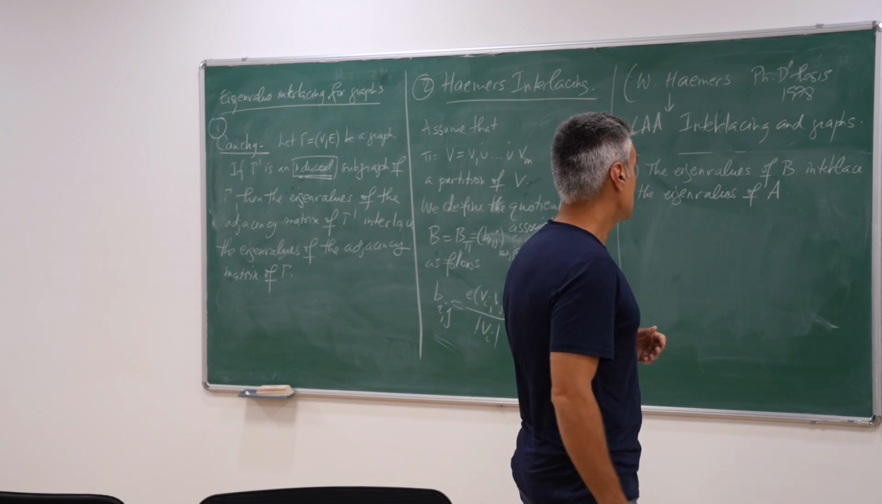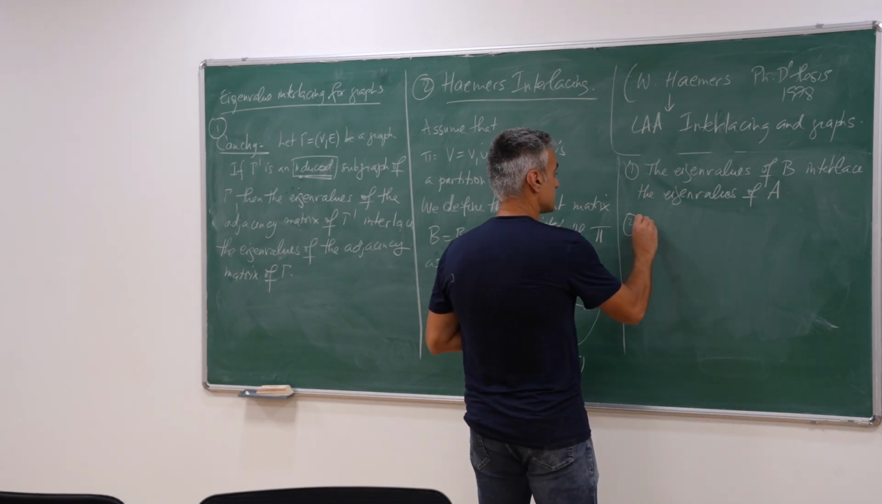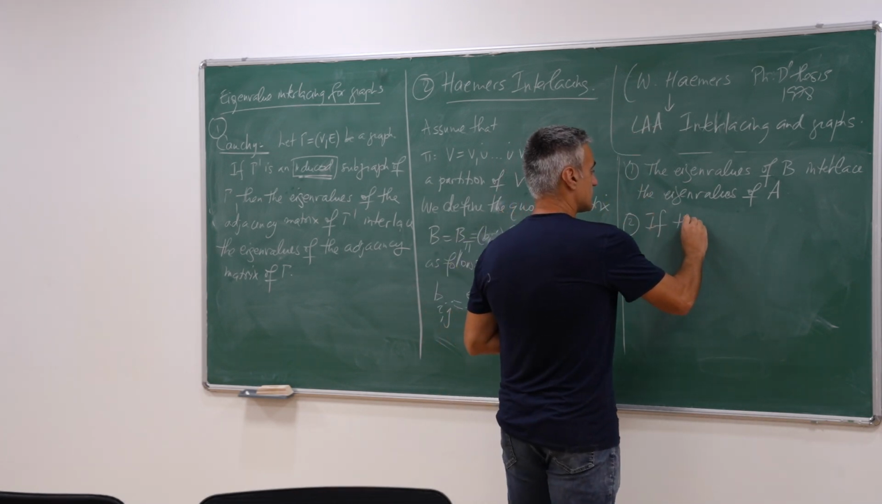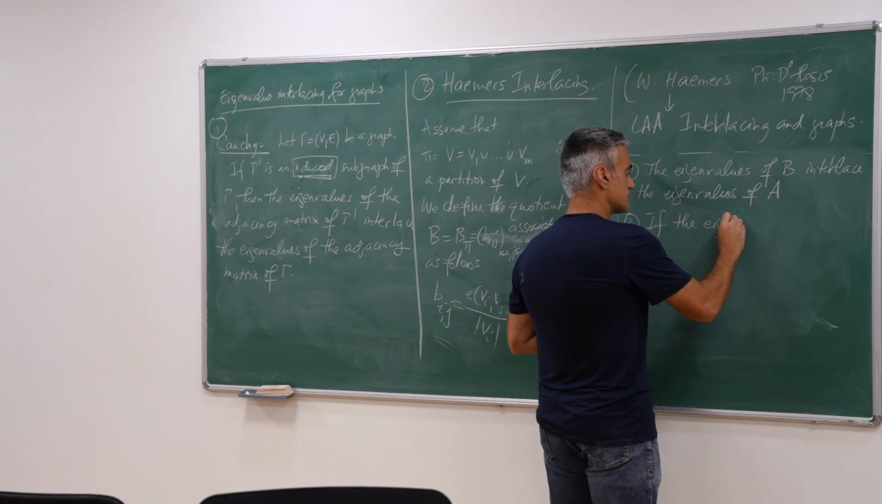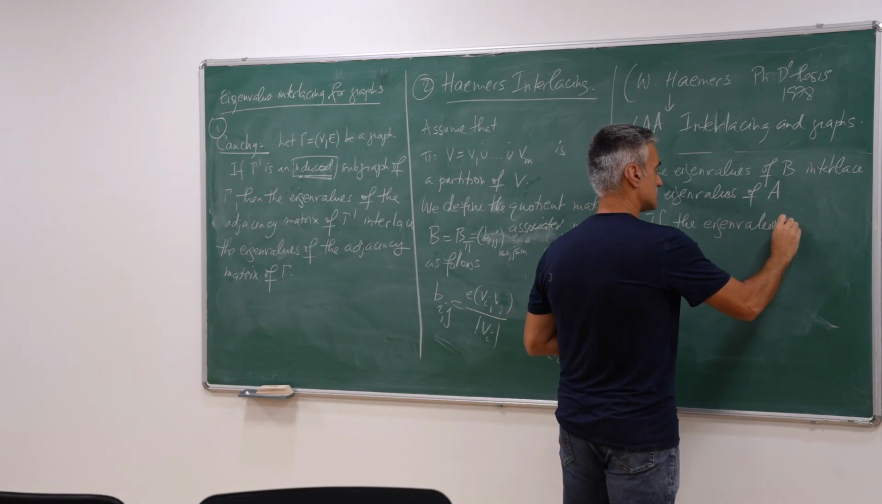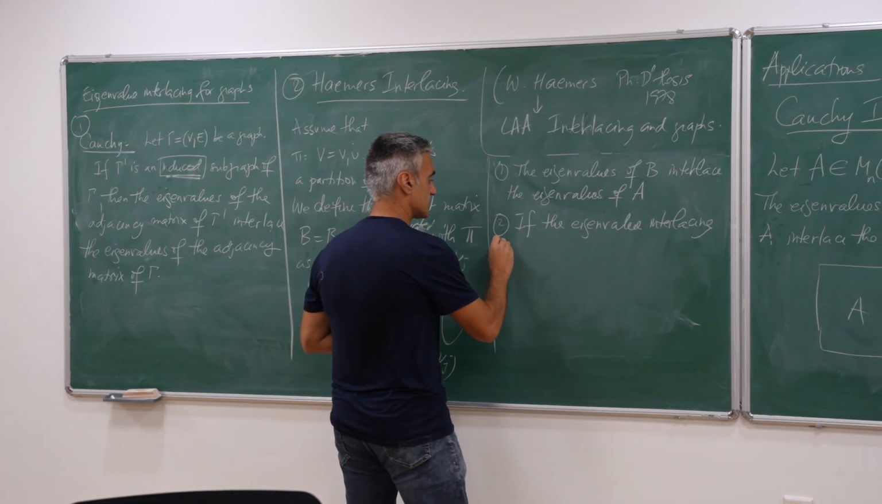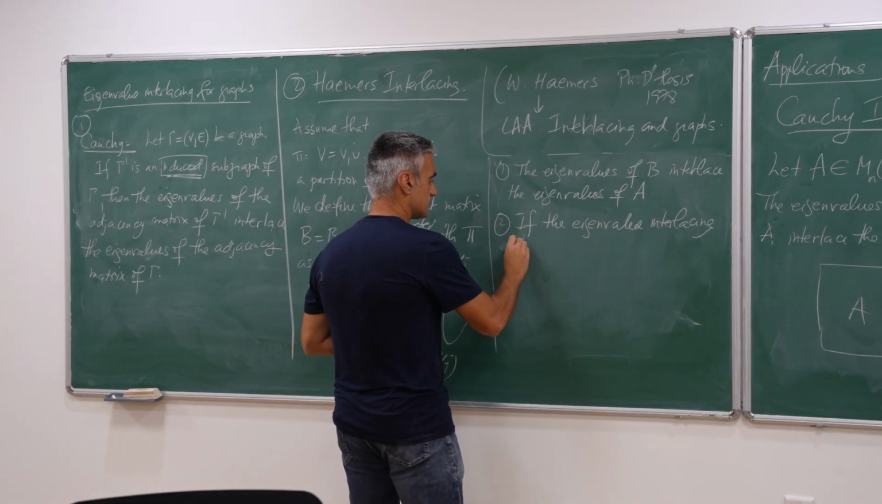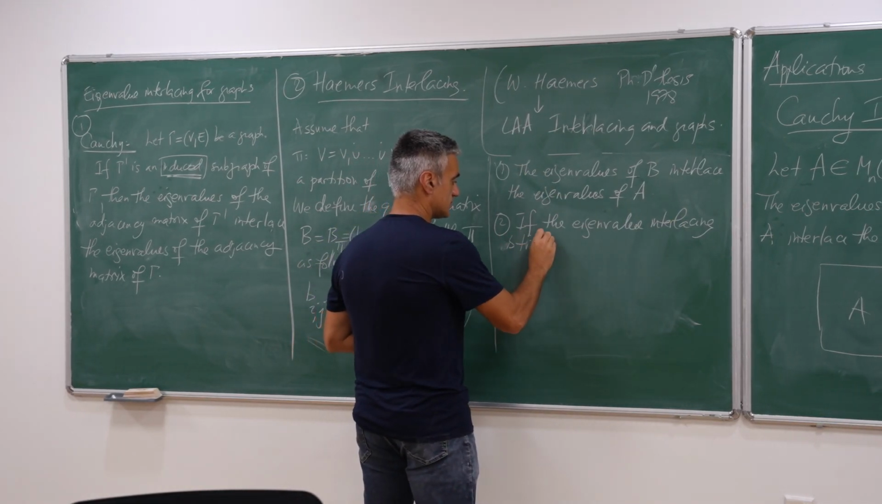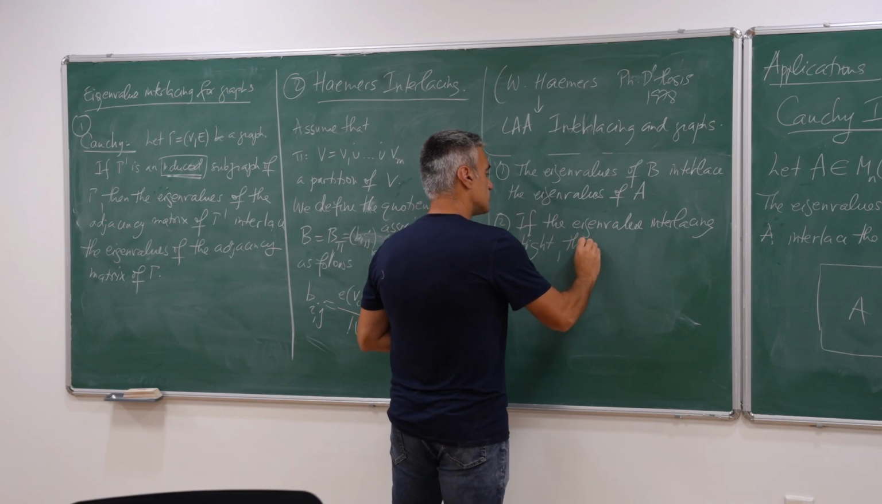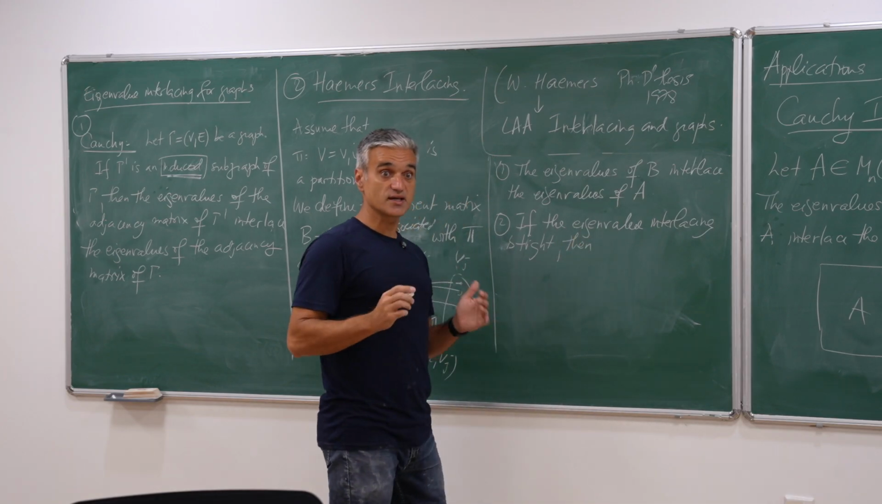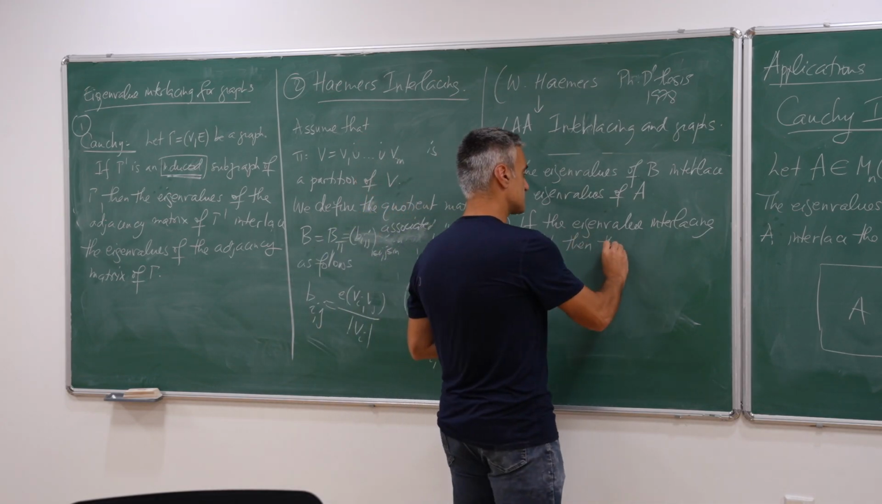Okay, now here's the second part. If the eigenvalue interlacing is tight, which is this definition that I gave you here, then you can say that the partition that you have is equitable.